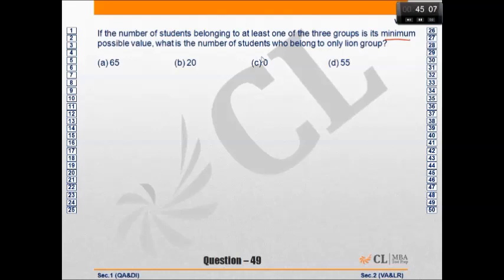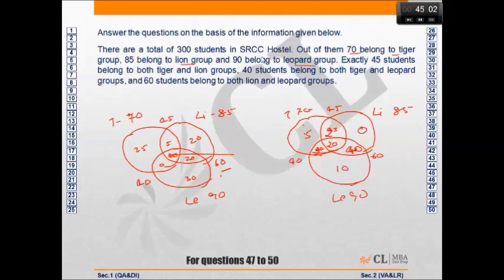Okay, see. Number of students belonging to at least one of the three groups is minimum. When will this be minimum? So when will this summation be minimum? Let me just check what is coming out to be, just to be safe. It has to be one of these two cases. So the total number of people here would be 30, 50, 70.